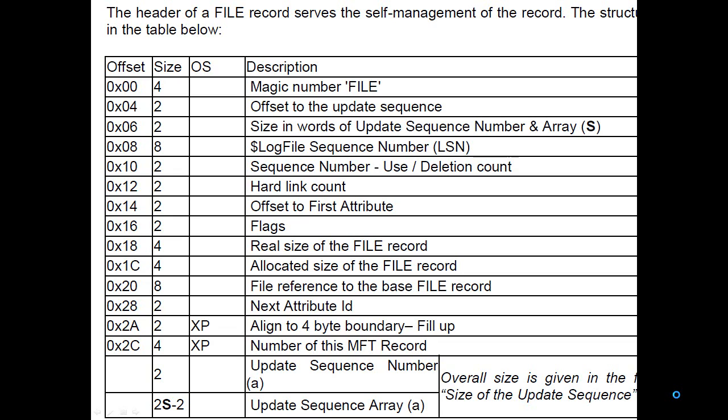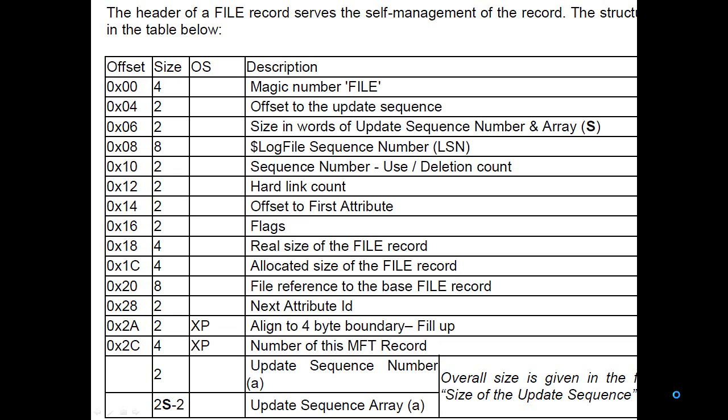Following that is the sequence number and the use and deletion count. Following that is the hard link count. Next comes the offset to the first attribute. A word indicating the flags, and then a D word which contains the real size of the file record. Following the D word is the allocated size of the file record. Then comes a long long, which is a file reference to the base file record. The next word is the next attribute ID.